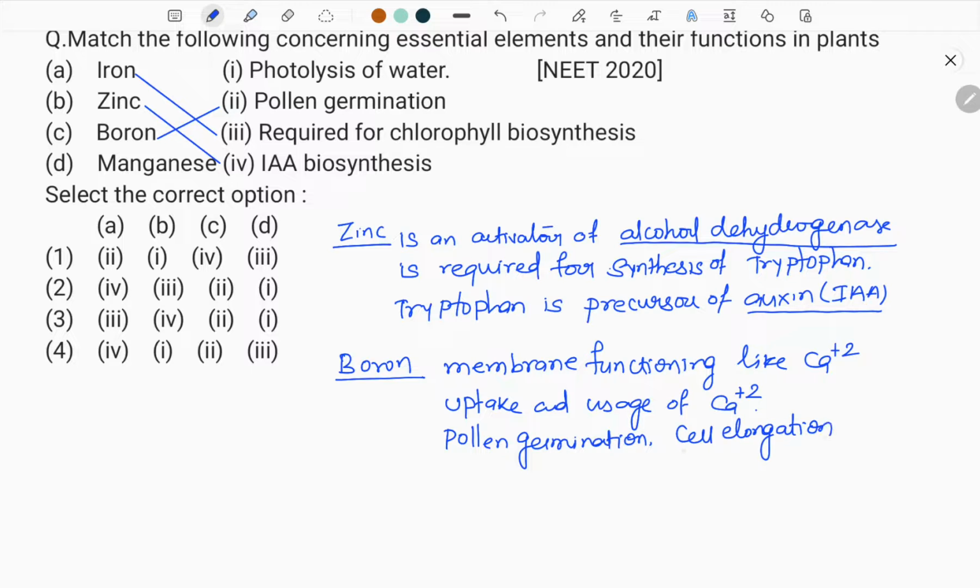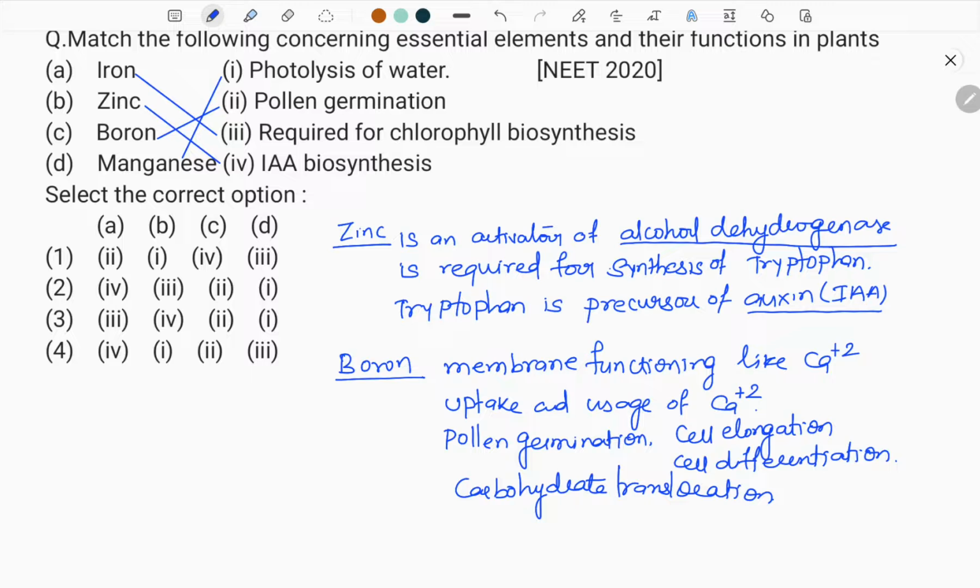cell differentiation and cell elongation. The other is carbohydrate translocation. So we say that boron is helpful for pollen germination, that I put up. Next, that is manganese. Manganese is helpful for photolysis of water.